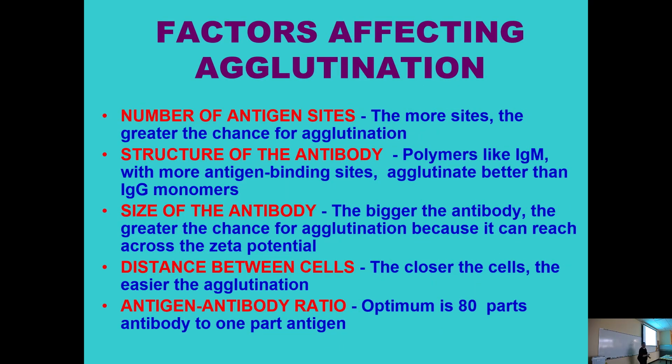So, factors affecting agglutination. Similar to the factors affecting sensitization: number of antigen sites. The more sites, the greater the chance for agglutination. Structure of the antibody: polymers like IgM have more antigen binding sites. The size of the antibody: the bigger the antibody, the greater the chance of agglutination because it can reach more antigens. The distance between the cells: the closer the cells are, the easier they are to agglutinate. And then the antigen-antibody ratio. Optimum is 80 parts antibody to 1 part antigen. That's going to be your optimal ratio.